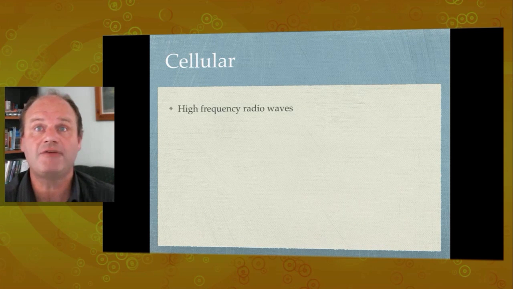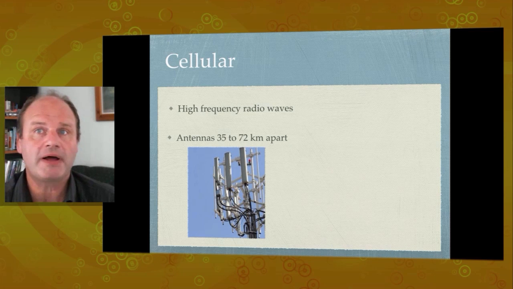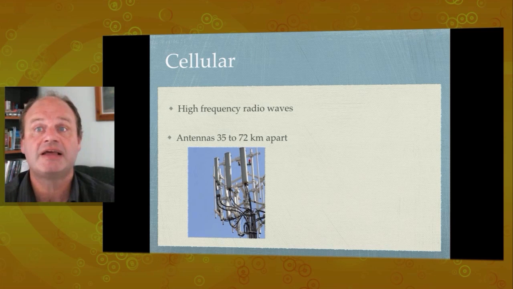Cellular uses high-frequency radio waves. Within a city and suburban area, antennas are equally spaced anywhere between 35 to 72 kilometers apart, depending on a number of factors, such as terrain, design of the tower, and avoidance of interference with other towers. When a mobile user speaks into or sends data from their mobile device, their signal is sent to an antenna and on to its destination.